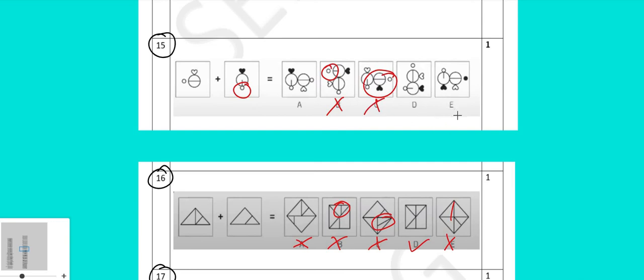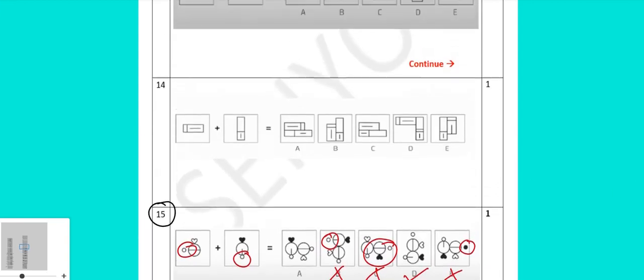For E, let us look at E here. For E again, the circles have been switched. No, they have not actually been switched, but this circle right here, according to the first figure, should have been white rather than black. So therefore making D our correct answer here as well.